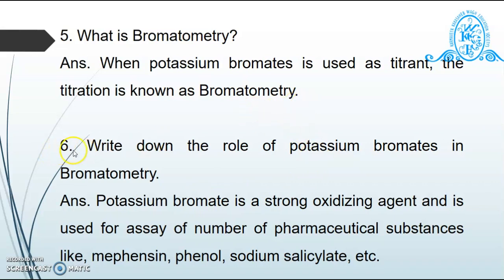Okay. Next question. Write down the role of potassium bromate in bromatometry. And the answer for this question is potassium bromate is a strong oxidizing agent and it is used for the assay of a number of pharmaceutical substances such as mefenamic acid, phenol, sodium salicylate, and a number of other organic compounds.